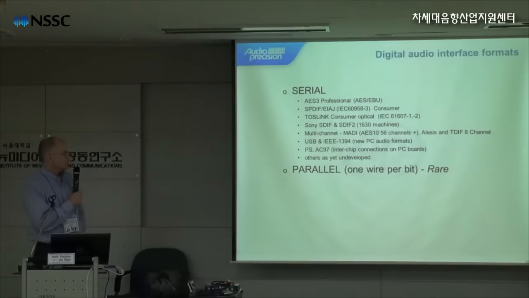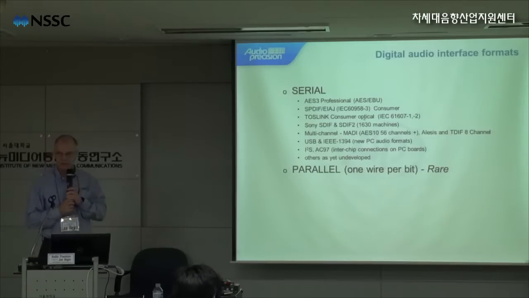So, digital audio interface formats. We have serial, and most of these interfaces are serial, which means that the data travels in a serial fashion down the line. Parallel interfaces would have 1 wire per bit, and those are very rare. So we have AES-3 Professional, sometimes called AES-EBU, SPDIF EIAJ, which is the consumer variant of AES-3, Toslink Consumer Optical, that's the optical connections that we talked about earlier.